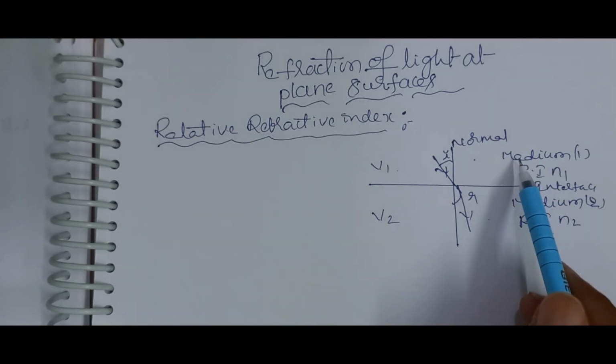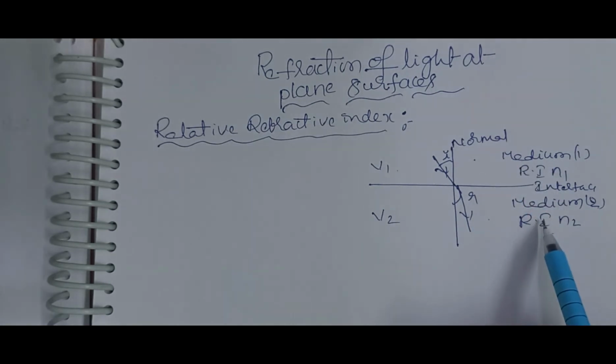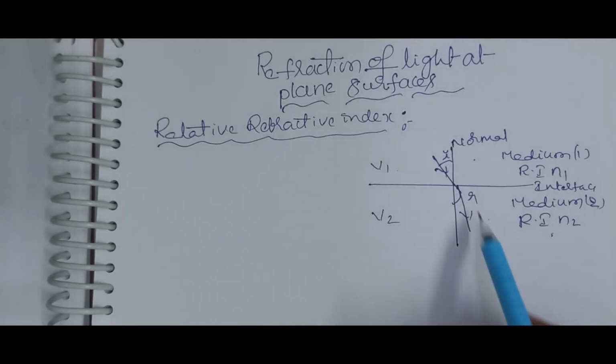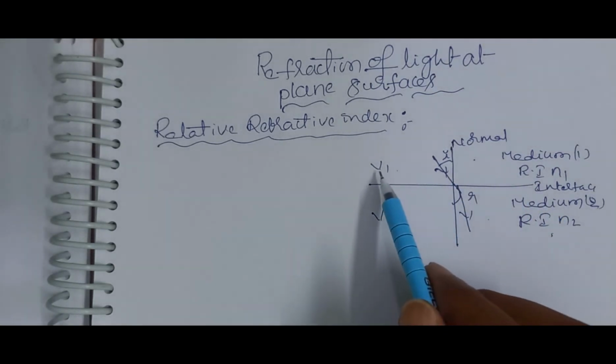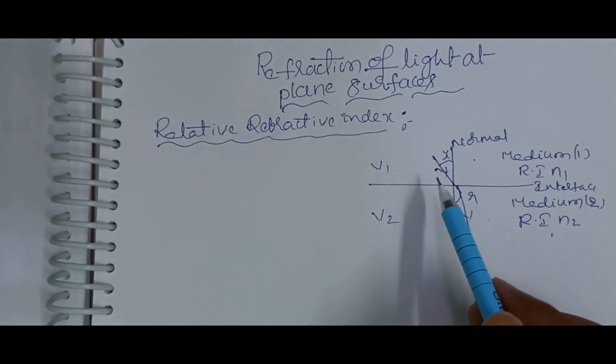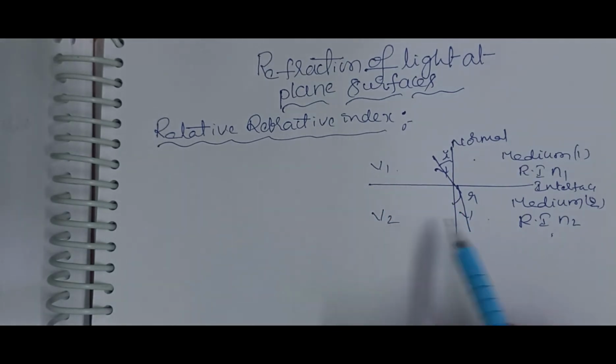Consider a medium of light. First medium, second medium. Refractive index n1, refractive index n2. And this is the normal. It is an interface separating both media. Speed of light v1 in medium 1, speed of light v2 in medium 2.